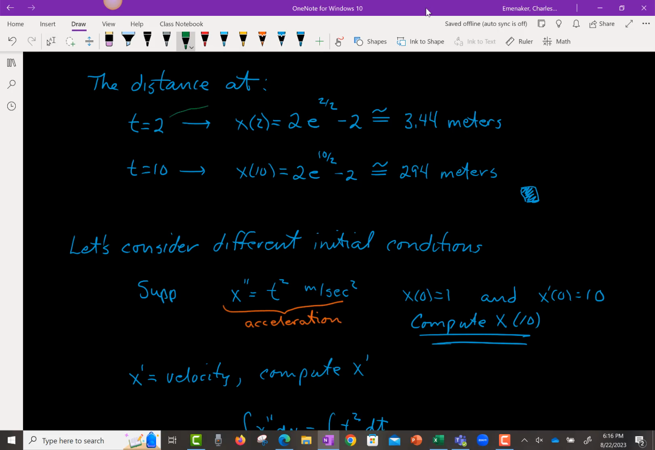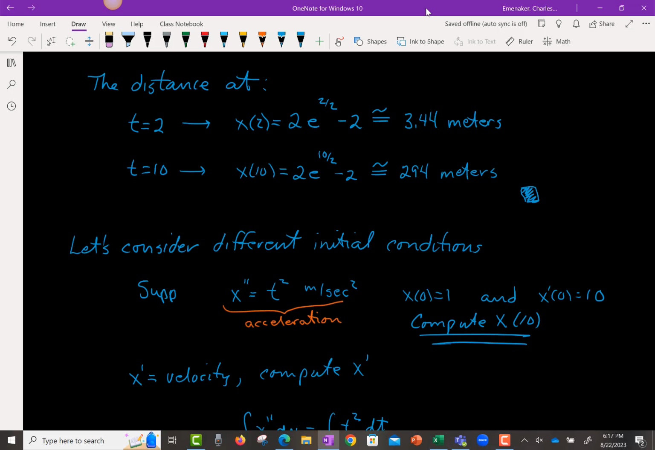So if I take my t value of 2 and substitute it in here, I have 2 times e minus 2 equals about 3.44 meters. And then if we were curious how far has this thing traveled in 10 seconds, I'm just going to take my value of 10, substitute it in for t. We get 2 times e to the 5th minus 2, which works out to be around 294 meters.